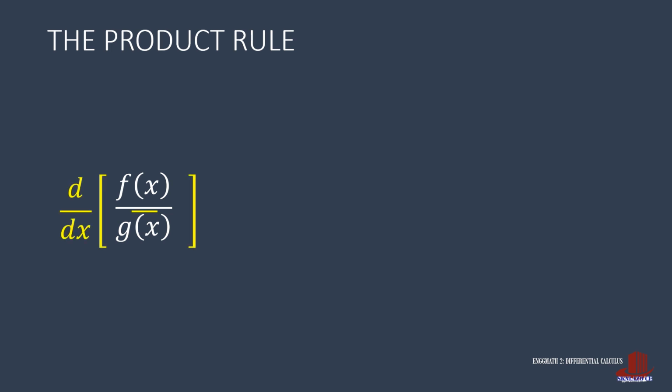Before diving into the examples, let's review the pattern when using quotient rule. Say there are two functions given as f of x divided by the other g of x. The derivative of this ratio follows the pattern having the square of the denominator as the denominator. The numerator is a little bit longer.